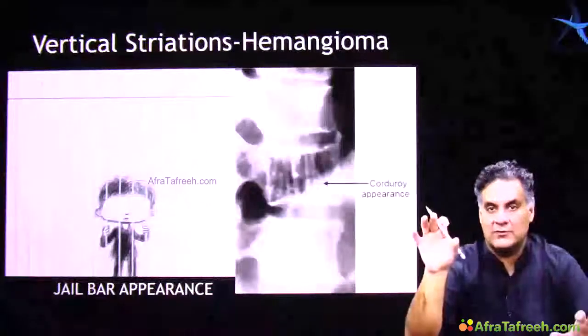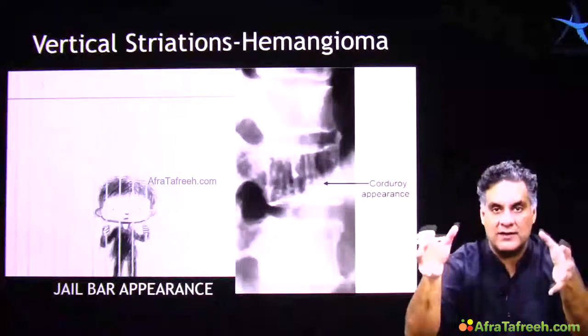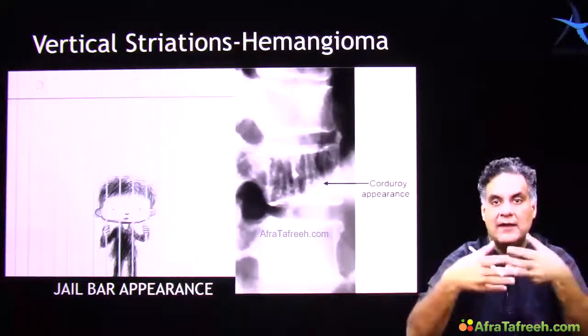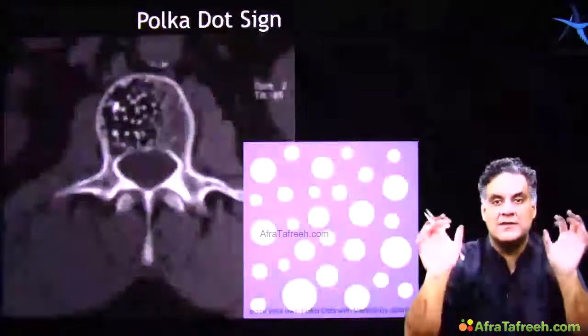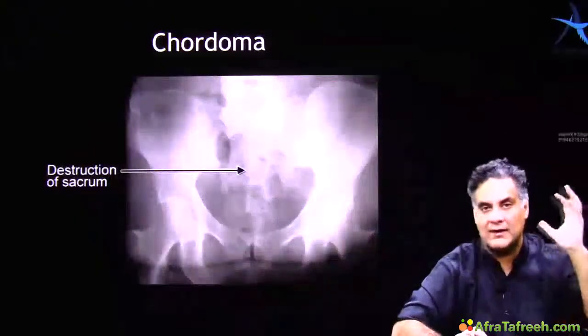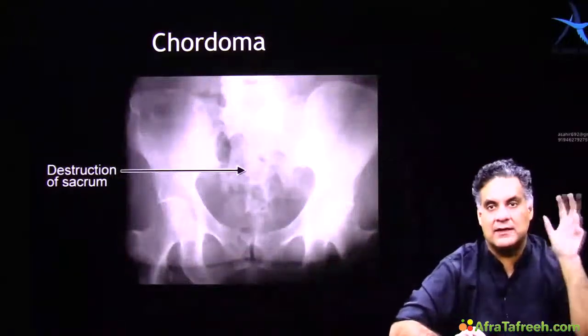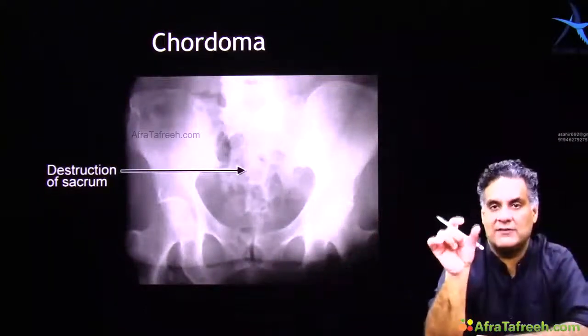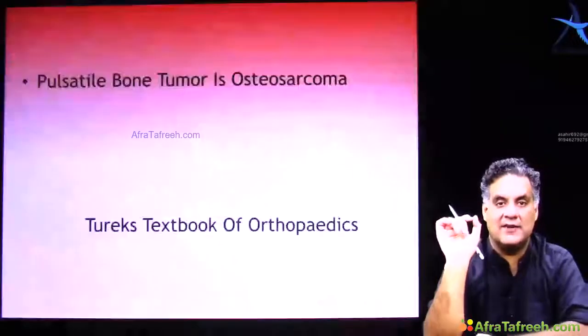If you have vertical striations in a vertebra, it's called hemangioma: corduroy appearance or jail bar pattern or jailhouse pattern. And if you do a CT scan of this lesion, you will see unequal sized dots called a polka dot pattern. It's a theoretical question. And if they talk about a lysis of the sacrum, think about chordoma, which arises from the notochordal remnants, and they have cells which have vacuoles called physaliferous cells.